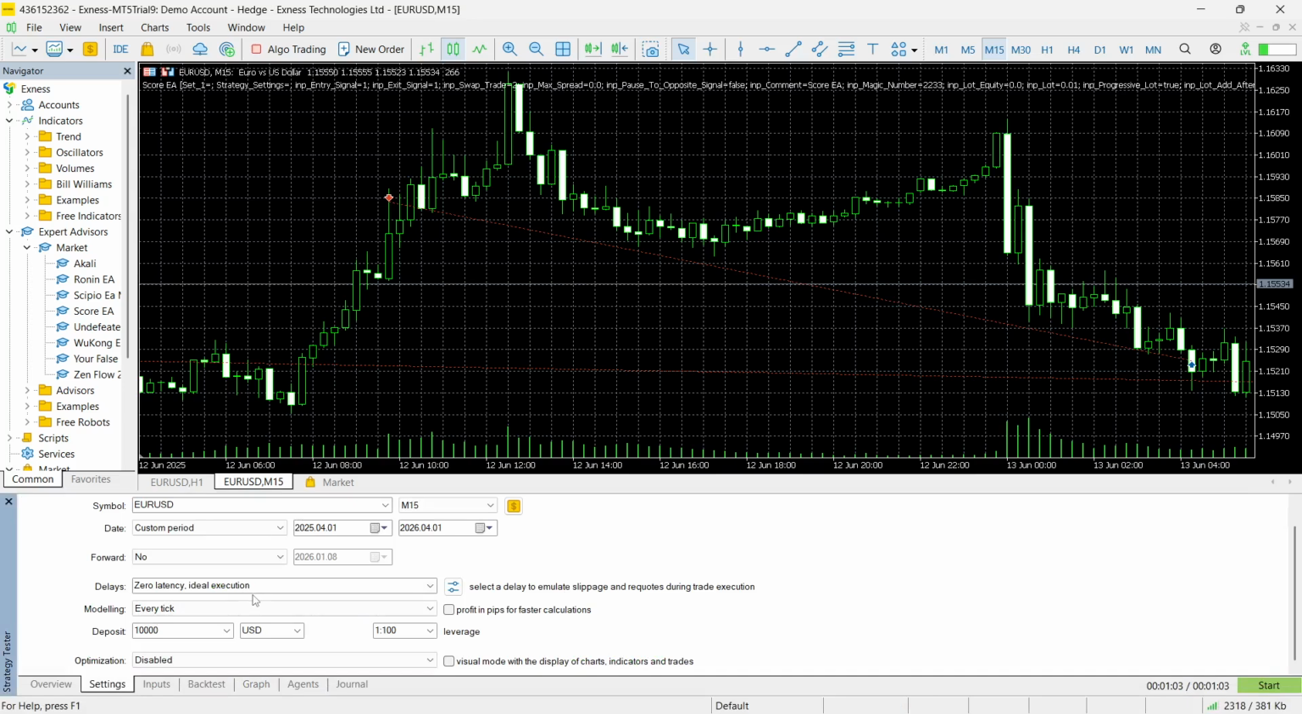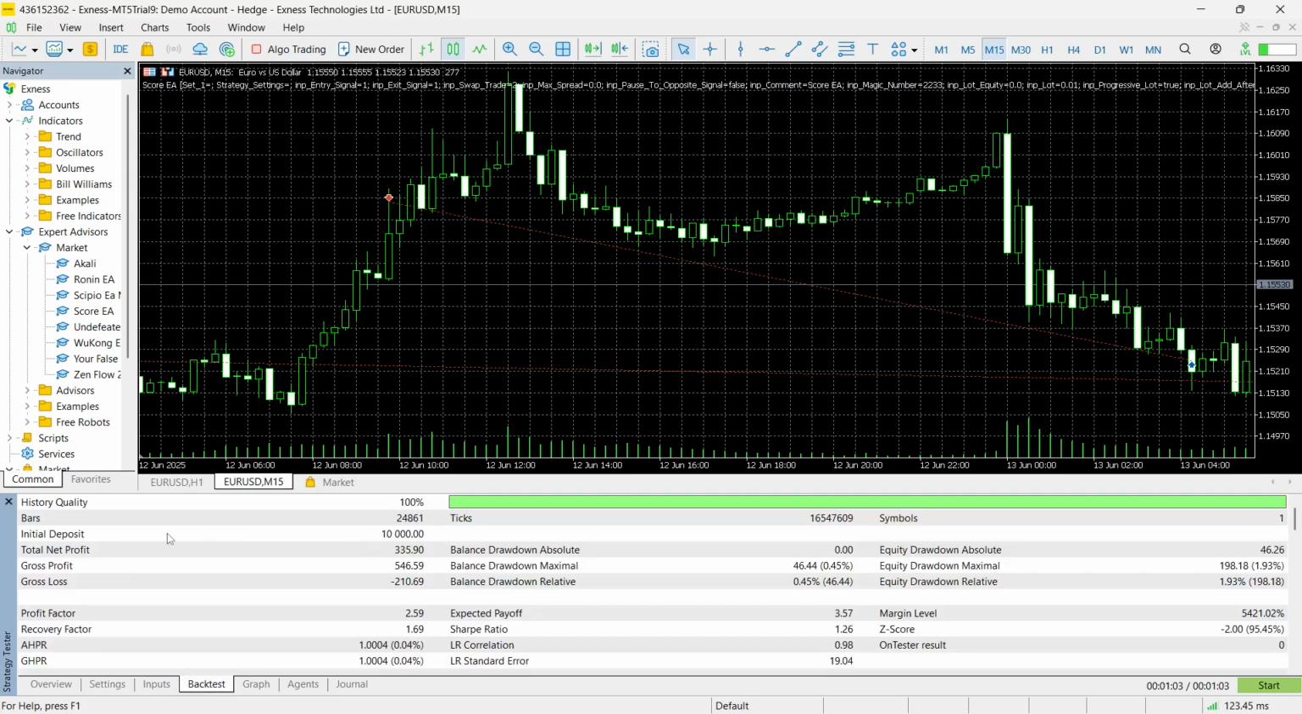All right, in my test on a single pair, the EUR/USD on the M15 time frame, my initial deposit was $10,000. Before we get to the equity curve, like I said, I'm starting from the same ballpark as the developer, a $10,000 account over the test period. Let's take a look at the backtest results.